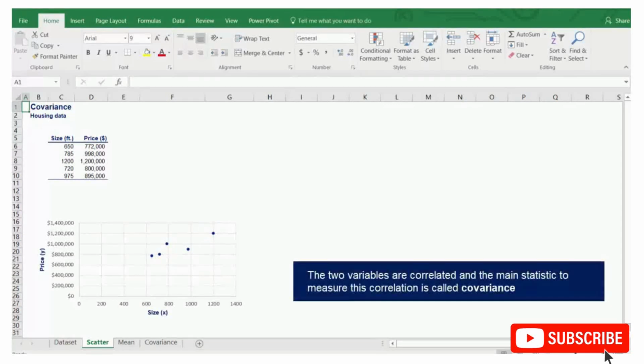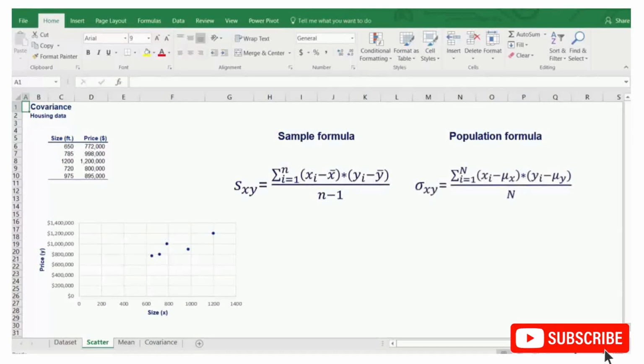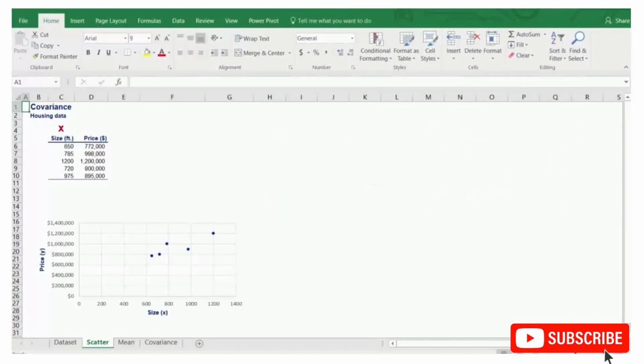We say that 2 variables are correlated, and the main statistic to measure this correlation is called covariance. Unlike variance, covariance may be positive, equal to 0, or negative. To understand the concept better, I would like to show you the formulas that allow us to calculate the covariance between 2 variables. It is formulas with an S, because once again there is a sample and population formula. Here they are. Since this is obviously sample data, we should use the sample covariance formula. Let's apply it in practice for the example that we saw earlier. X will be the house size, and Y stands for house prices.